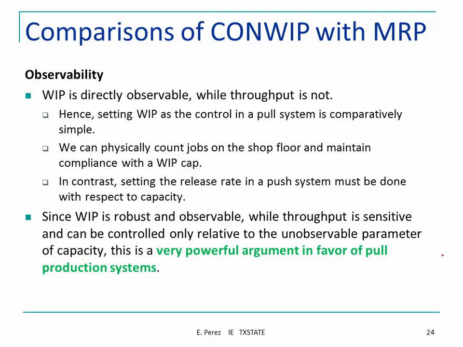So in terms of observability, since WIP is robust and observable, while throughput is sensitive and can be controlled only relative to the observable parameter of capacity, this is a powerful argument in favor of a pull production system. So we can observe what the WIP is and based on that control our manufacturing process, while focusing just on the final goal and setting up the capacity to achieve that goal might not be as easy to control.